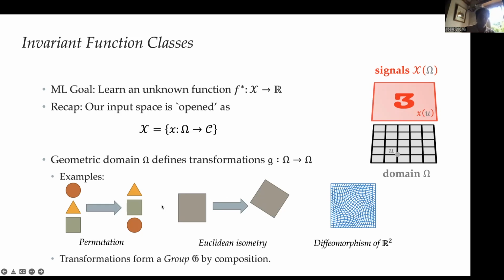And what Taco discussed this morning is that once I have a collection of transformations, I can suddenly start to do very nice things. I can compose them. I can apply transformations one after the other. And these transformations form what we call a group. There's an algebraic structure that emerges very naturally in this context.